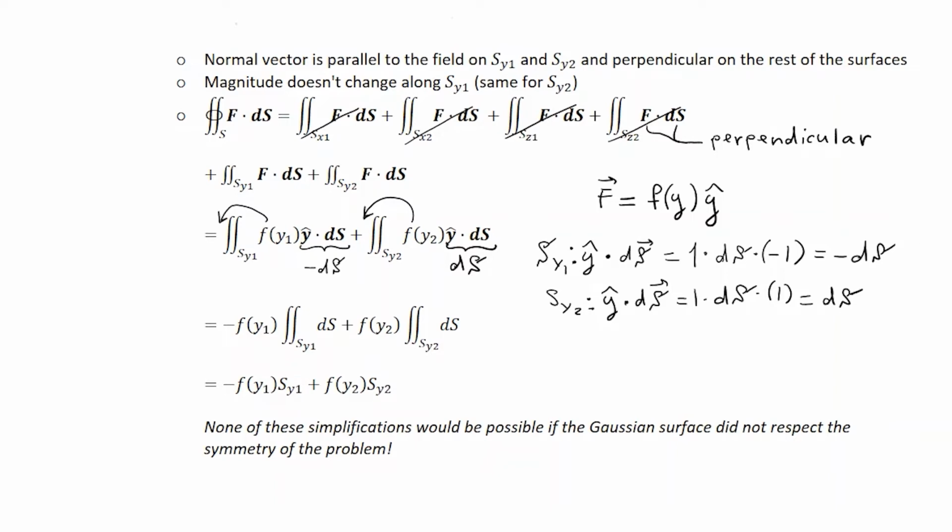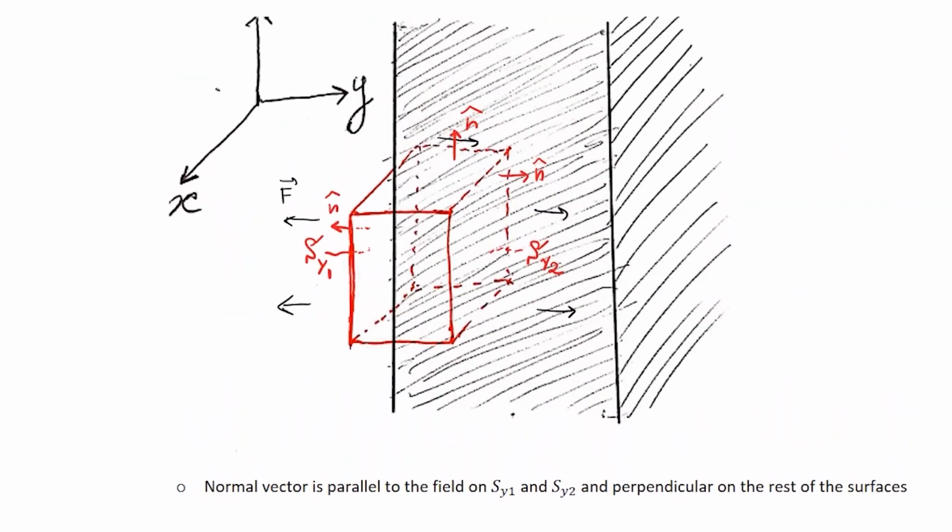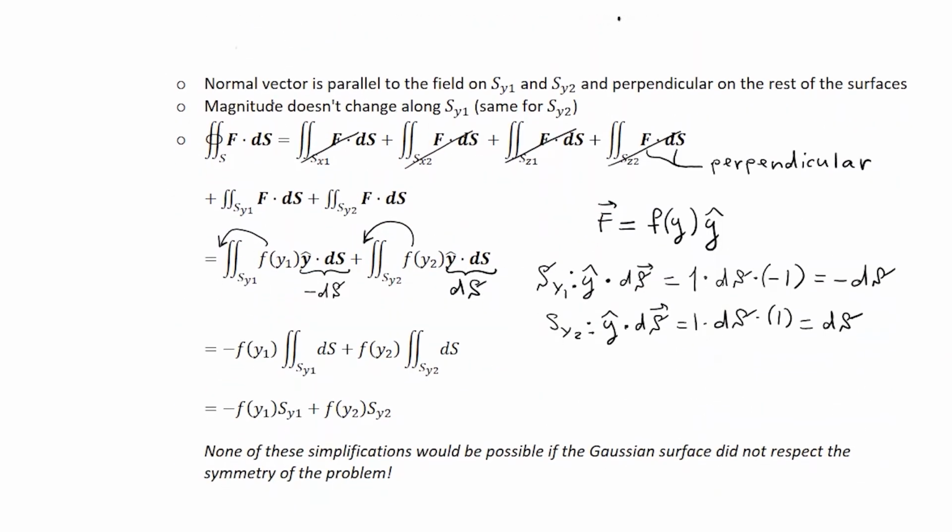And the main message I want to get across is that all of these simplifications were only possible because we chose the Gaussian surface that respects the symmetry of the problem. For example, this simplification, you see how I crossed out a whole bunch of integrals, is only possible because these two vectors are perpendicular. This simplification also used the fact that the vectors are either parallel or they go in the opposite direction, so I guess also parallel.